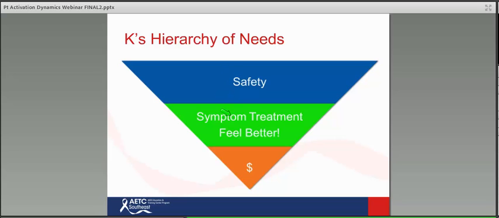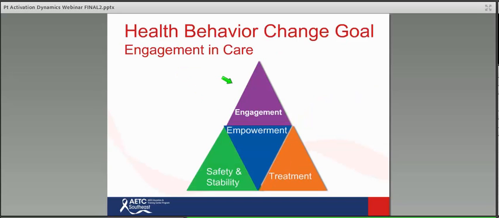Then we look at symptom treatment. Kay wants to feel better. And then maybe Kay might be looking for safety. How do I stay safe? How do I stay on the same couch longer, perhaps? How do I rest my weary head? So as you can see, what the client is thinking and what the medical team is thinking are usually, or can be, very different. What I suggest is that we look at it from a different standpoint.